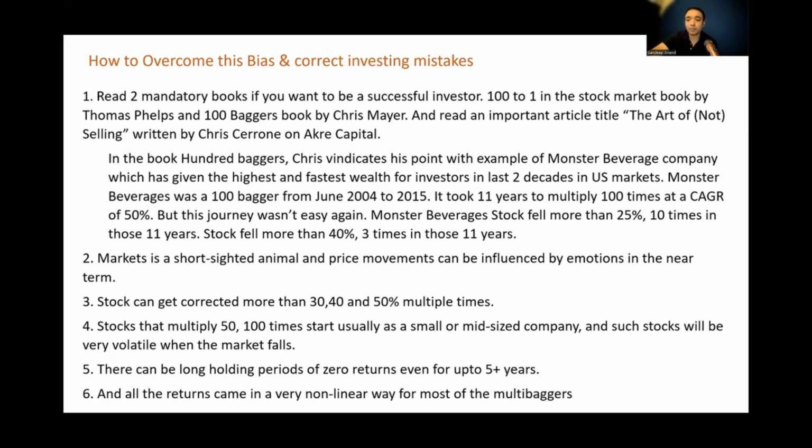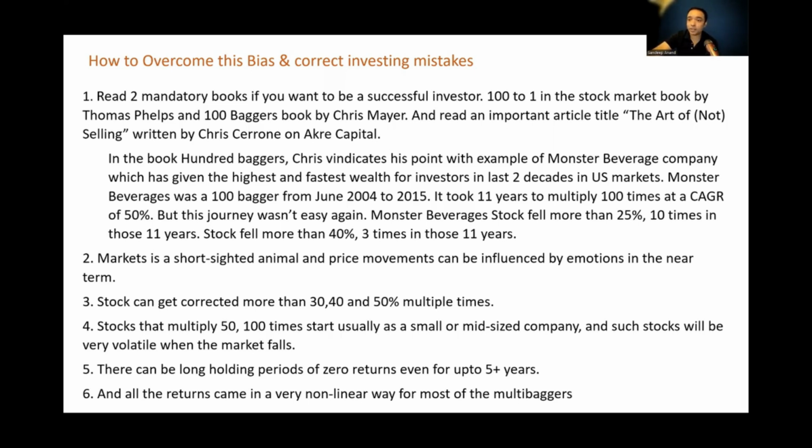Now, Monster Beverage stock fell more than 25%, 10 times in those 11 years. It could have even fallen 50% probably in March 2020. The stock fell more than 40% three times in those 11 years. Now, many people ask me recently, like, Upstart has gone down 70, 80 percent. Can a stock really come back from an 80 percent fall? So if Monster Beverage had fallen 40% three times in 11 years and still made a 100-bagger, the possibility is there. The business continues to deliver. There's nothing stopping that, right?